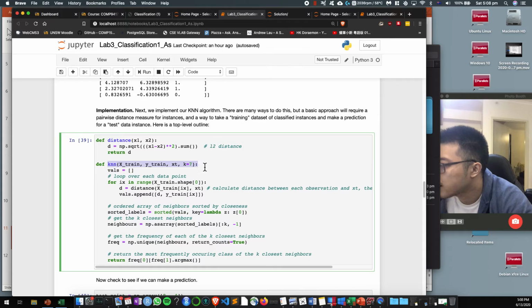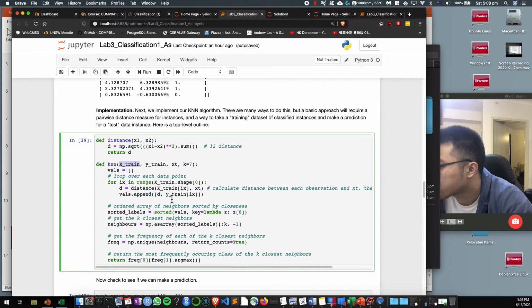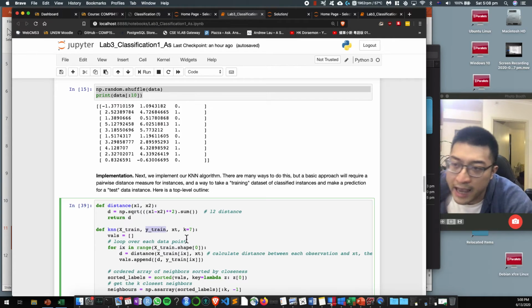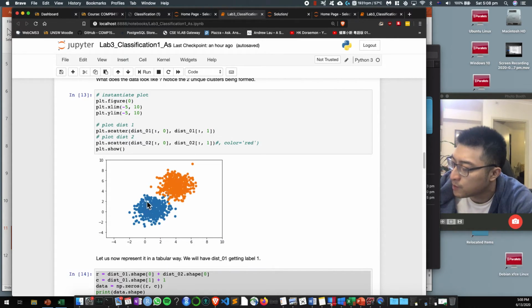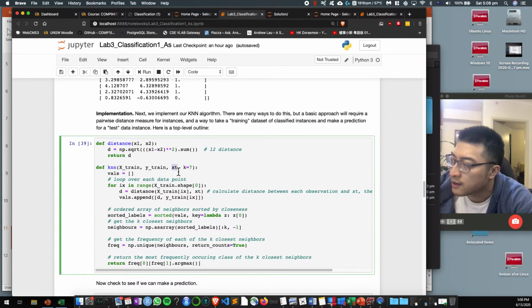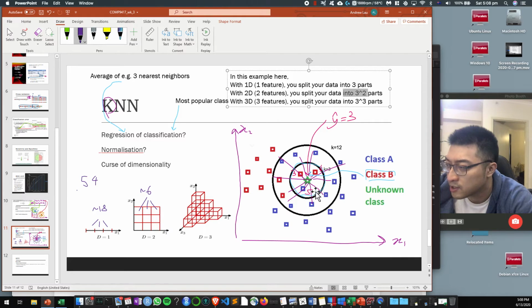So we create a k nearest neighbors algorithm, and it takes in your training data, which would be these dot points, and your class labels. So this should just be one column of, say, blue, orange, blue, orange, whatever they are, right? This is a new unseen data point. And this is the number of neighbors. So the number of neighbors here is 3, there is 12, etc.